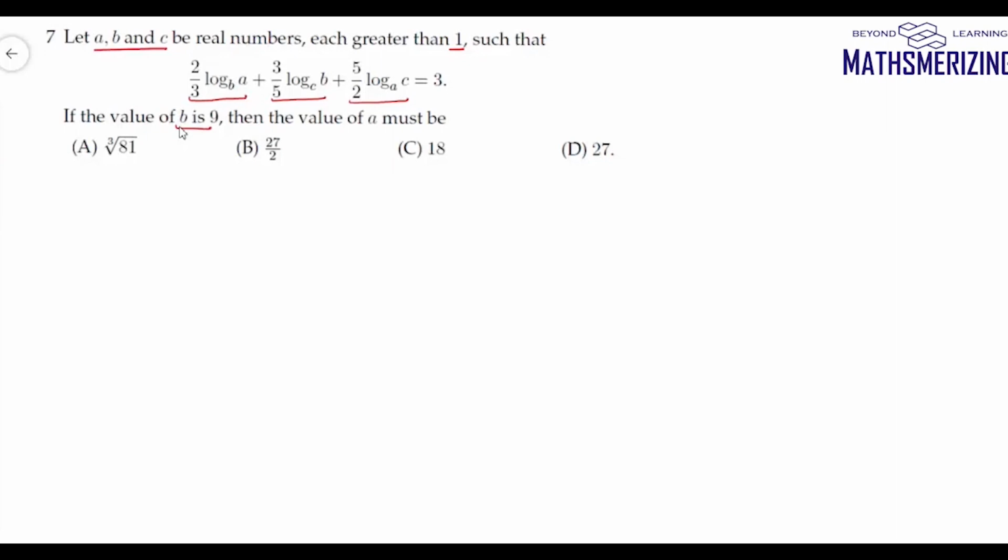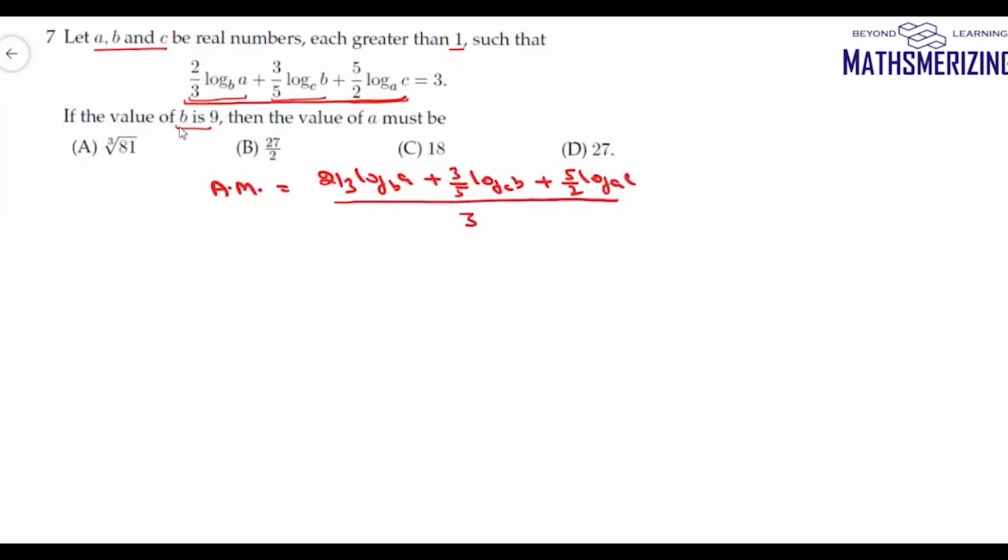Now what I'll do is I'll write arithmetic mean for these 3 numbers. So for these 3 numbers, arithmetic mean is given by 2 by 3 log a base b plus 3 by 5 log b base c plus 5 by 2 log c base a whole divided by 3. Now in the question it says sum of these 3 numbers is 3. So 3 divided by 3 is simply 1. So arithmetic mean of these 3 positive numbers is simply 1.